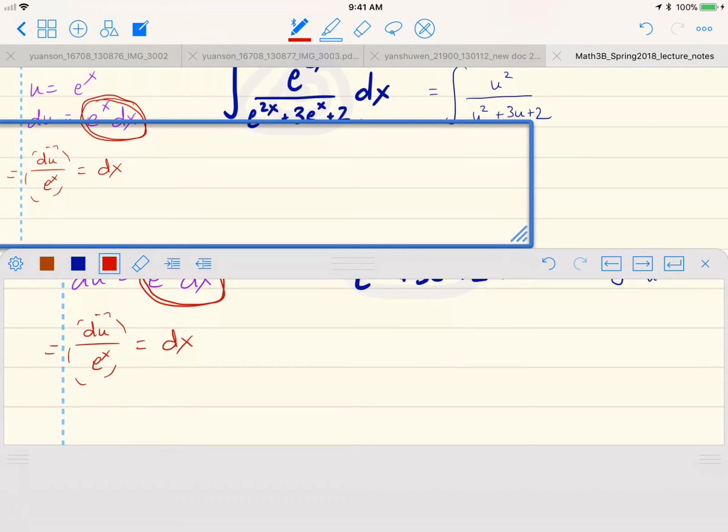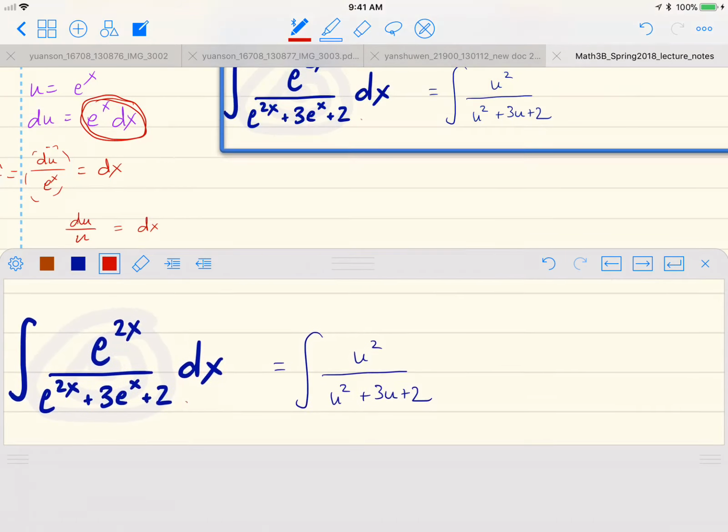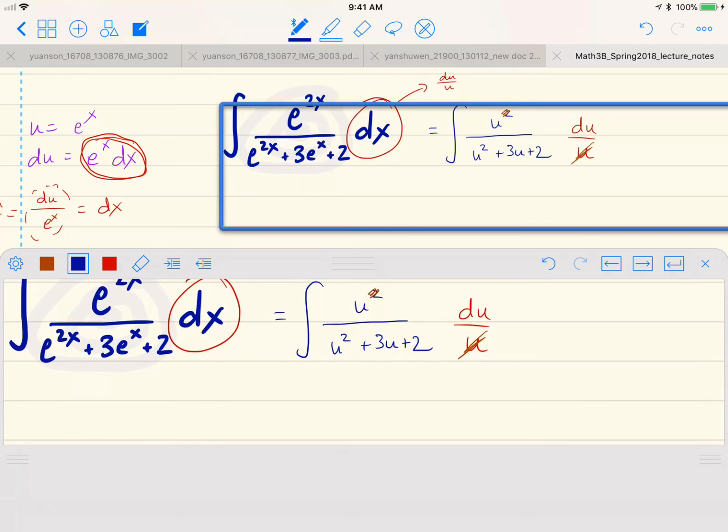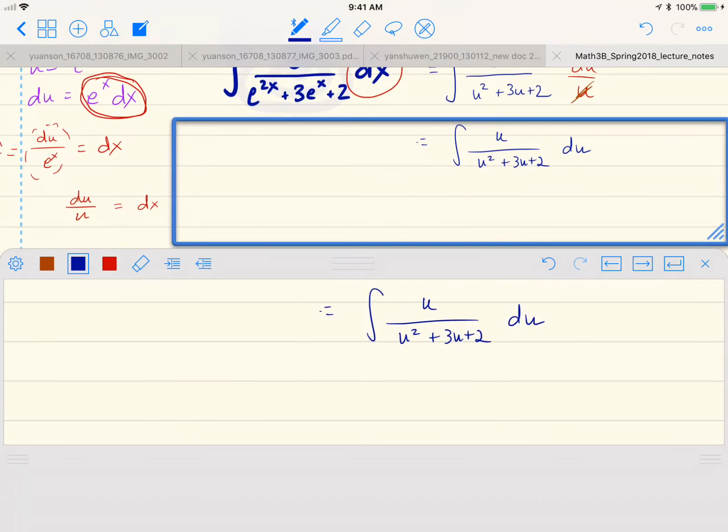So we can rewrite this as du over u. So dx is equal to du over u. Here, this dx, we can replace it with du over u. And now the cool thing is that the u in the denominator is going to cancel with one of the u's in the numerator. And we'll have our integral equal to the integral of u over u squared plus 3u plus 2 du. Okay, and now we proceed like normal.